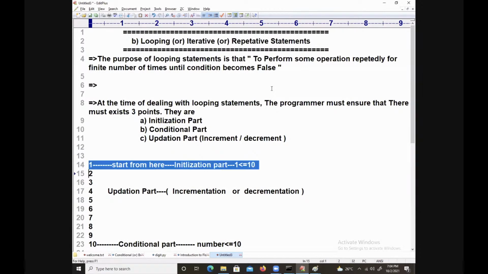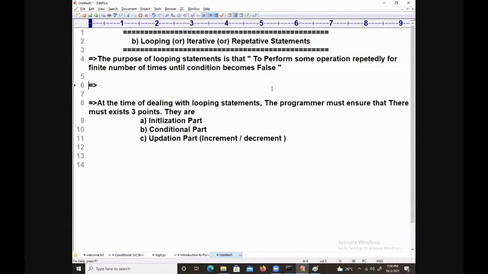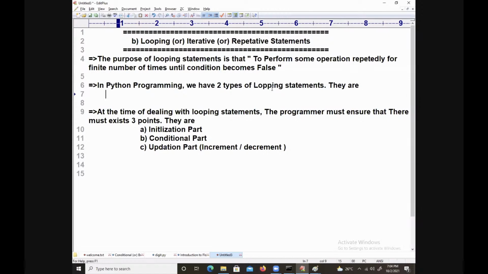How many types of operations are there? Let us leave that. Coming to that. How many looping statements are there? In Python programming, students, we have two types of looping statements. They are, number one, the while loop.